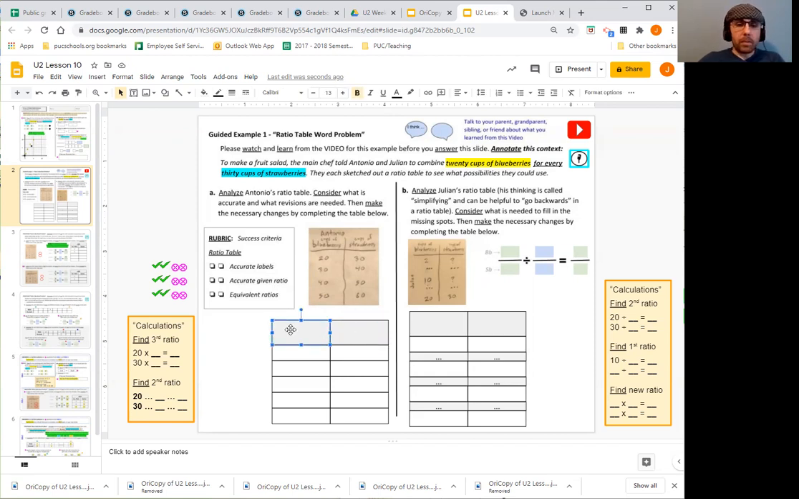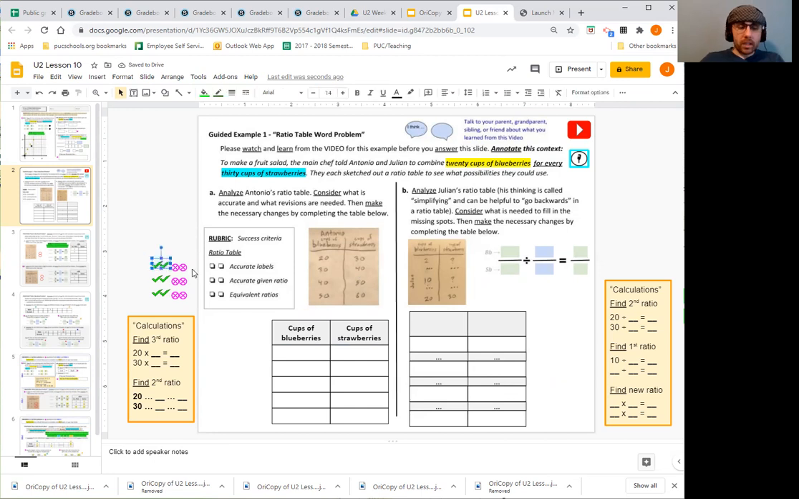So I'm going to begin with the labels. The labels looked great. He's comparing cups of blueberries to cups of strawberries, and since they didn't mention any specific order, we can use the order from the story. So cups of blueberries, and then cups of strawberries. And this is something that he already did well, so we're not fixing his work just yet. And those are the labels.